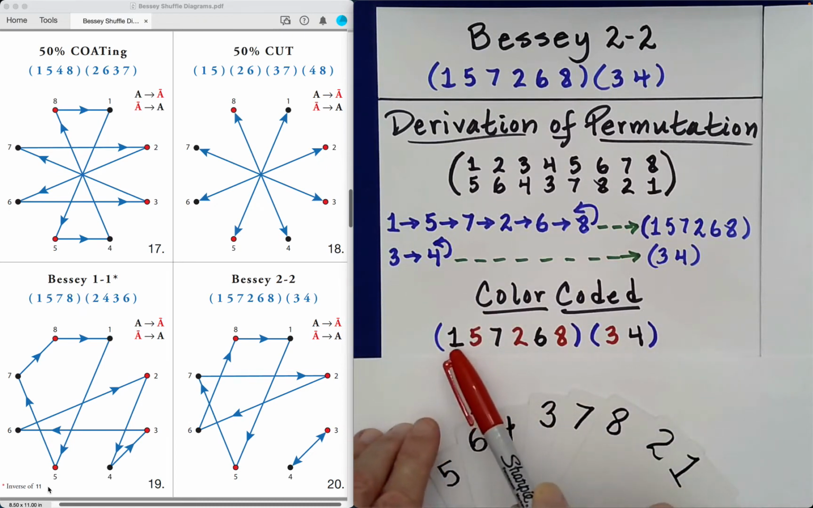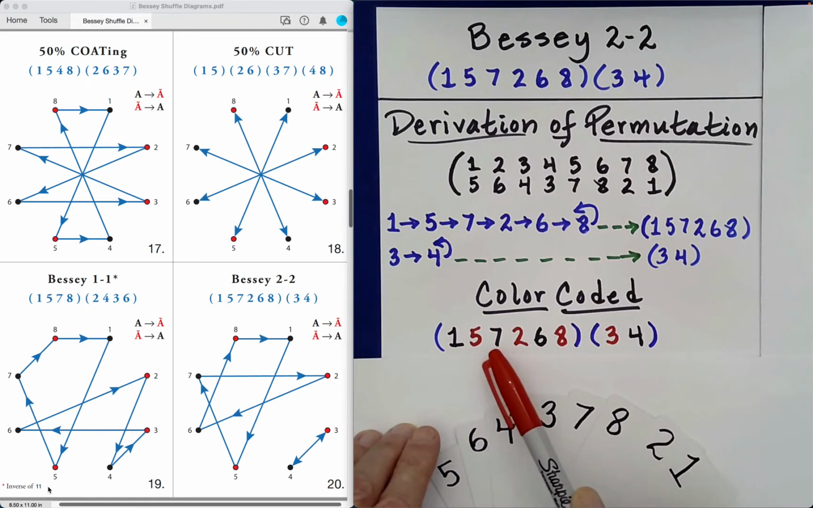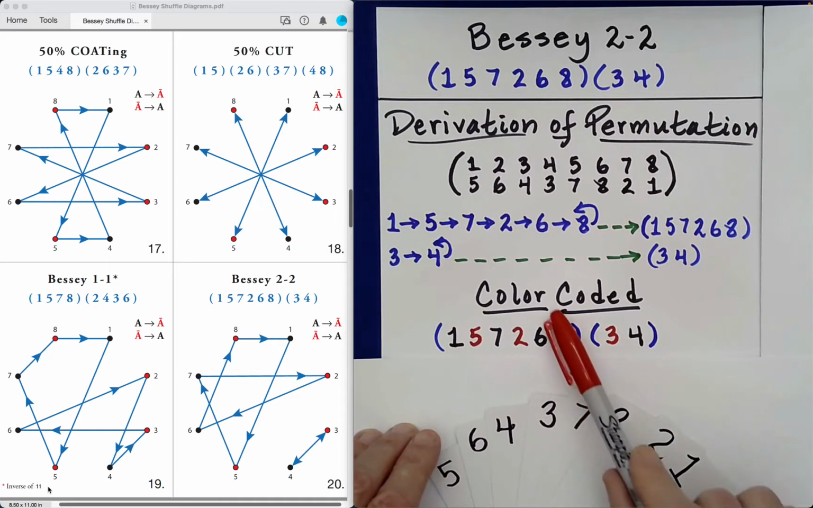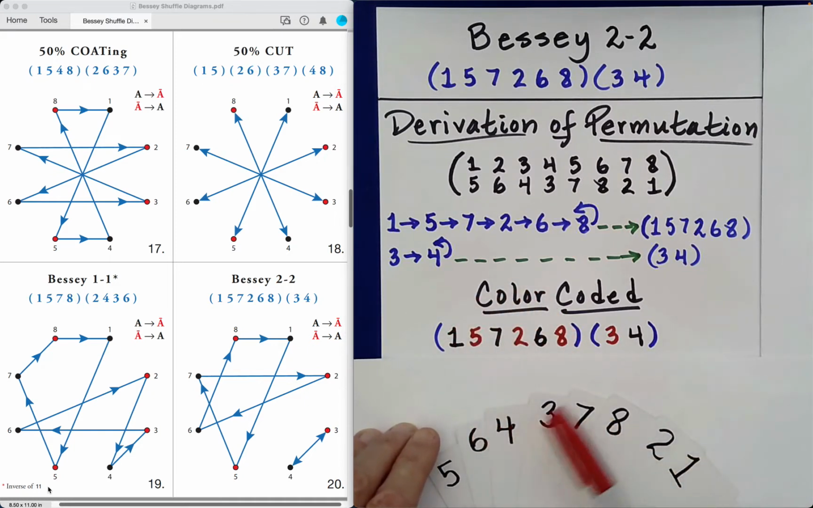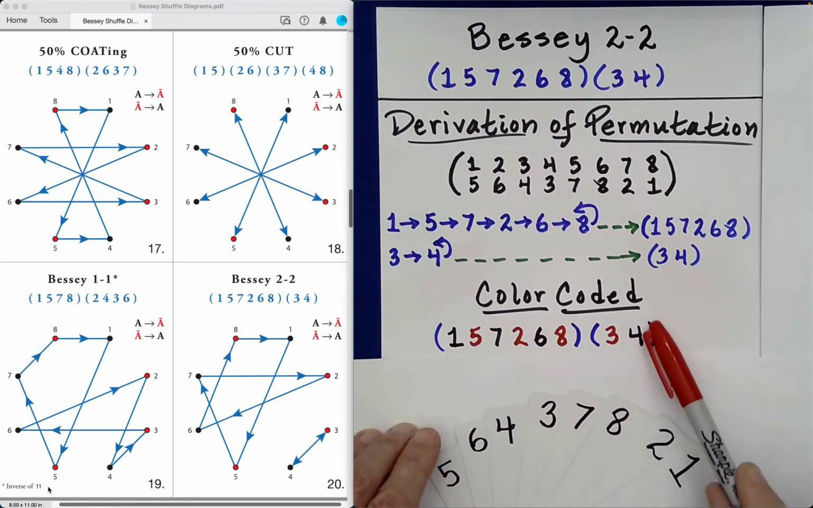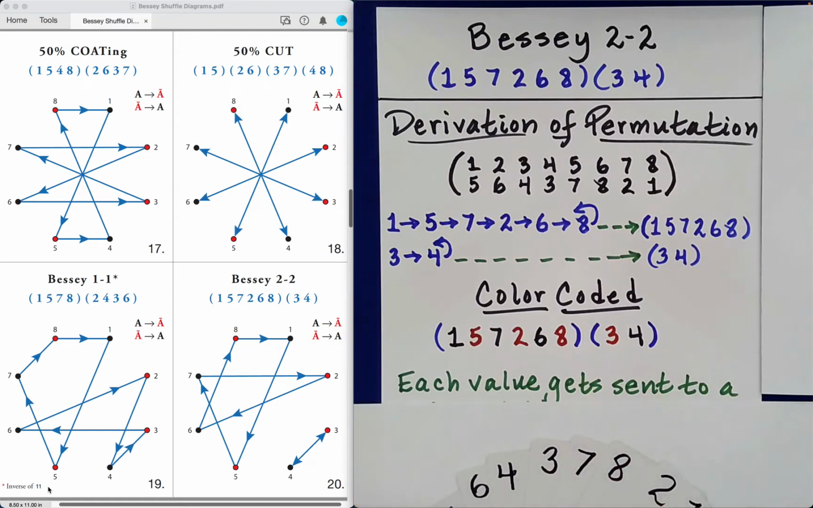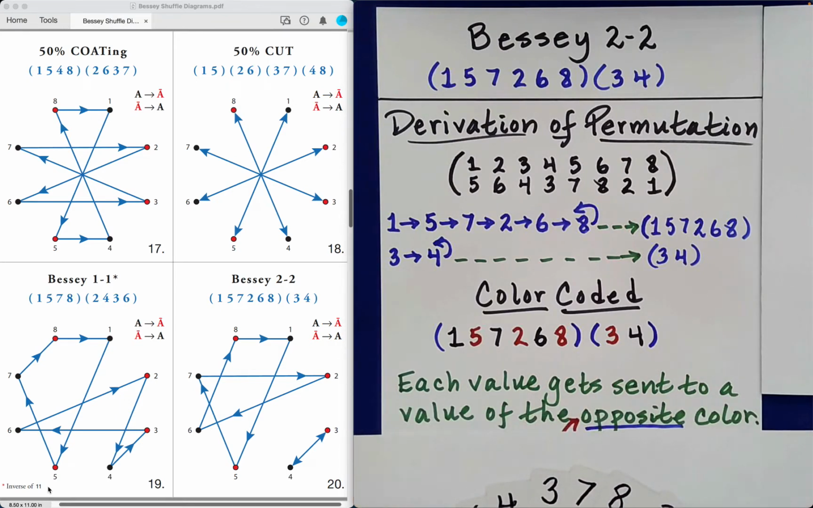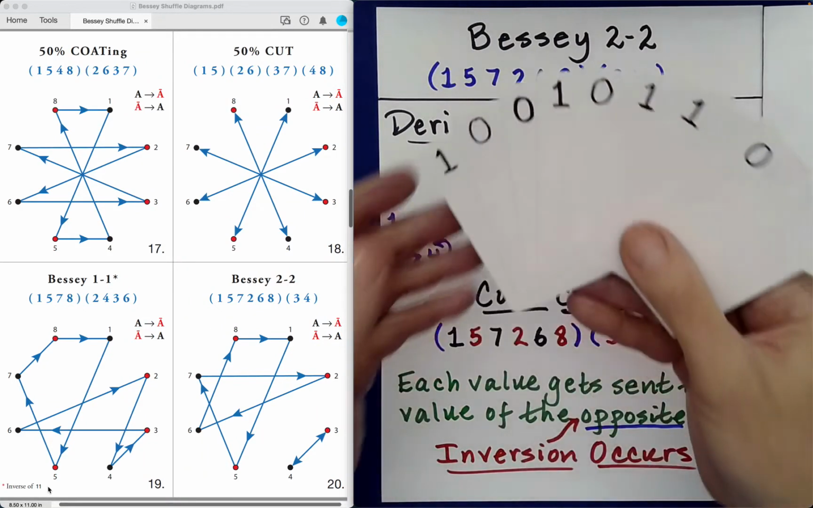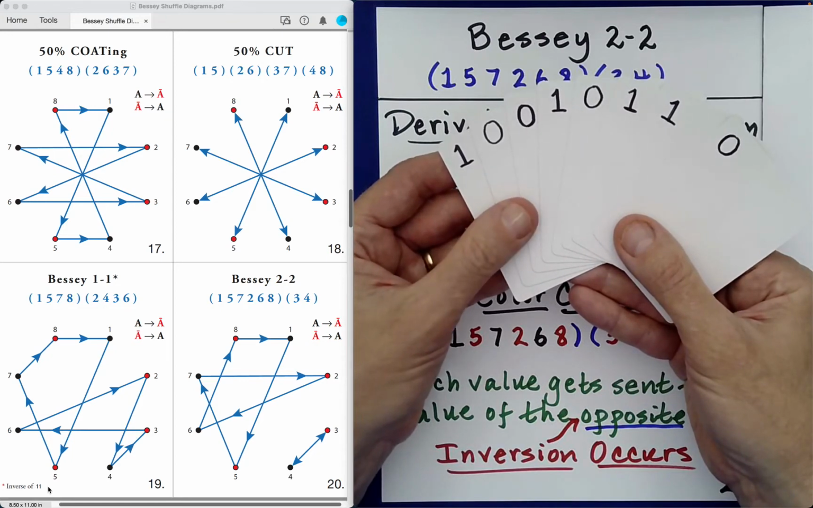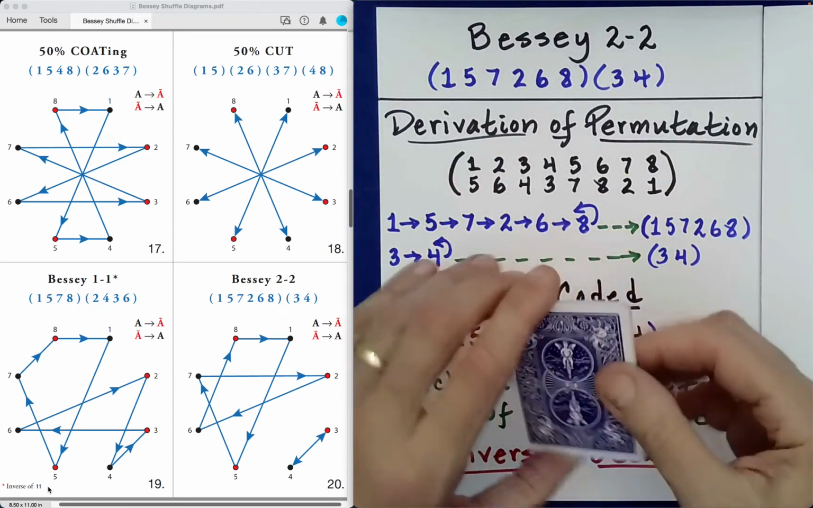So in particular, this means that black 1 goes to red 5, which goes to black 7, which goes to red 2, which goes to black 6, which goes to red 8, which gets sent over to black 1. Red 3 goes to black 4, which gets sent back to red 3. So in particular, what this tells us is each value gets sent to a value of the opposite color. And when that happens, we say that inversion has occurred. And we can quickly demonstrate that using our quintessential Bessey sequence 1, 0, 0, 1, 0, 1, 1, 0. So let's go ahead and perform the Bessey 2-2.